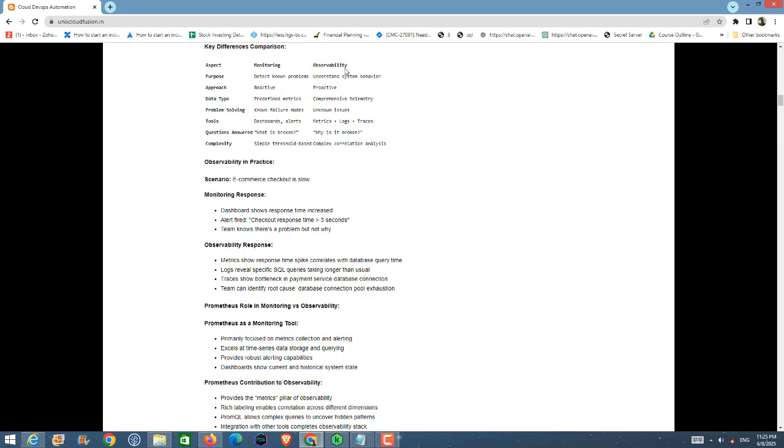Okay. So observability in practice: let's take a real case scenario where we are dealing with an e-commerce site such as Amazon, Flipkart, or Paytm, and the overall website is working slow. Now, if we look at the monitoring response, the dashboard shows us that the response time has increased. This is the monitoring response. An alert is fired which says the checkout response time is greater than 3 seconds. So that is the kind of latency we are observing in our system. The team knows that there is a problem, but doesn't know why. Our traditional monitoring tool gives out an alert saying there is a problem, but it does not lay out the root cause of it.